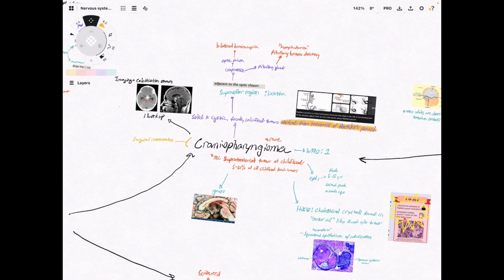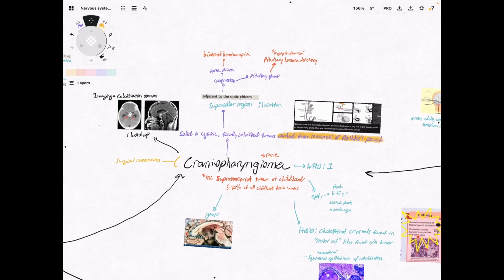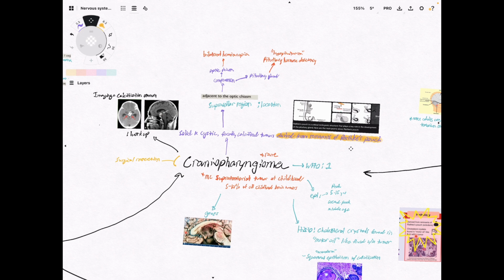So craniopharyngiomas are tumors that arise from an embryological structure called Rathke's pouch. And the reason why I want to talk about this after pituitary adenomas is because Rathke's pouch is actually the embryological structure that turns into the pituitary gland. So it kind of goes along with the pituitary adenoma talk. But it's actually the most common supratentorial tumor of childhood.